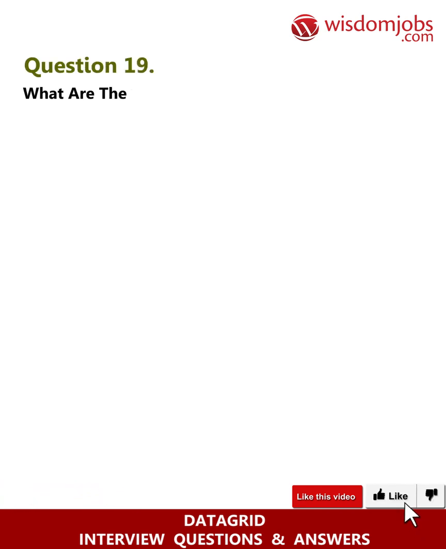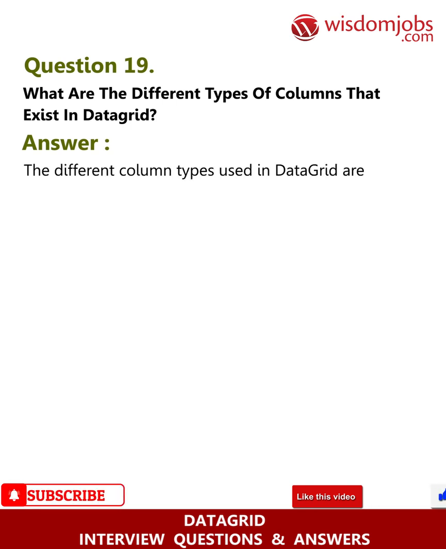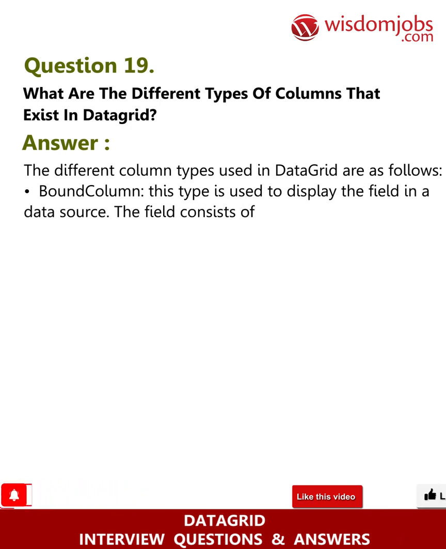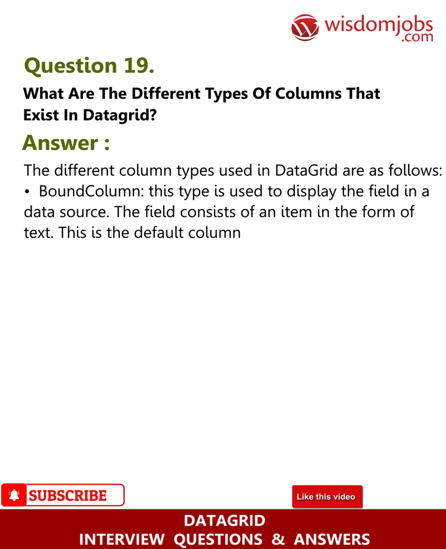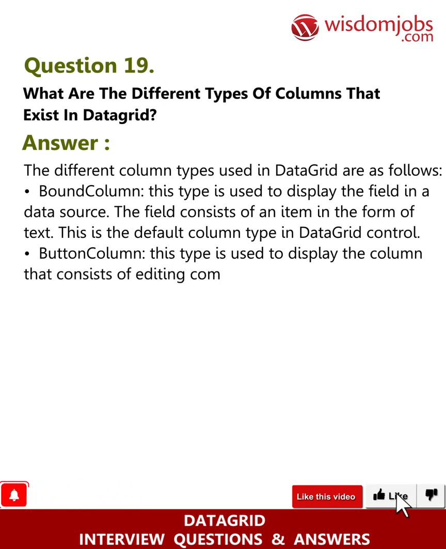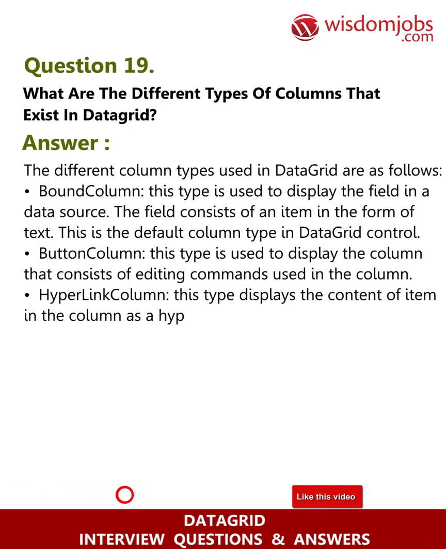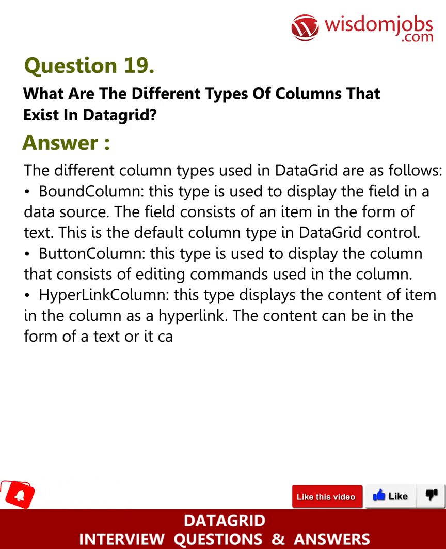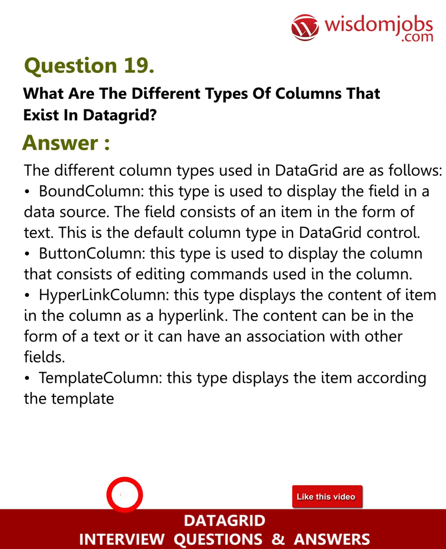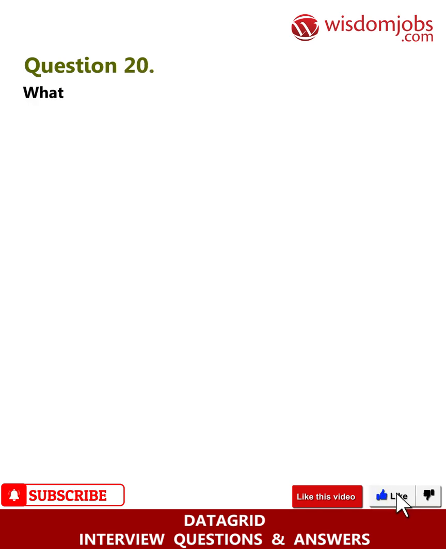Question 19. What are the different types of columns that exist in DataGrid? Answer. The different column types used in DataGrid are as follows. Bound column. This type is used to display the field in a data source. The field consists of an item in the form of text. This is the default column type in DataGrid control. Button column. This type is used to display the column that consists of editing commands used in the column. Hyperlink column. This type displays the content of item in the column as a hyperlink. The content can be in the form of a text or it can have an association with other fields. Template column. This type displays the item according to the template, and it also allows the creation of custom controls for the templates.